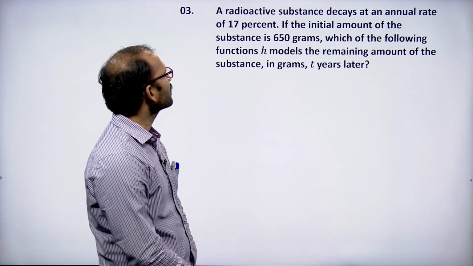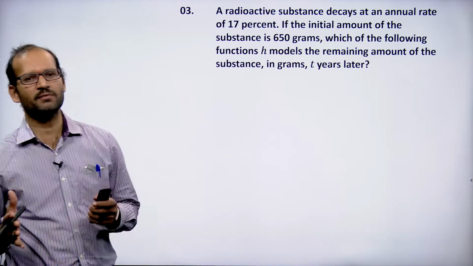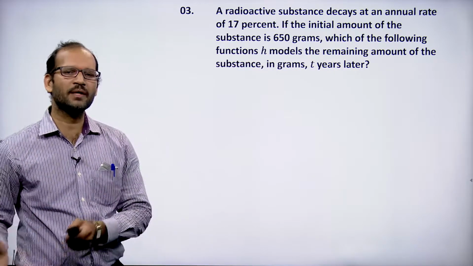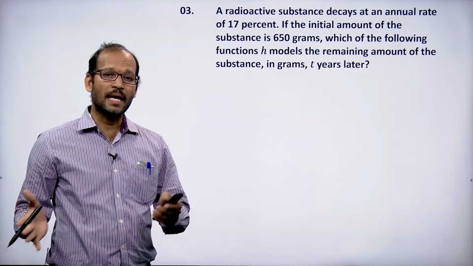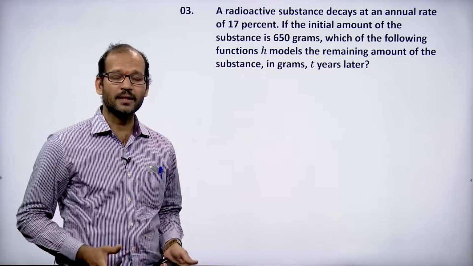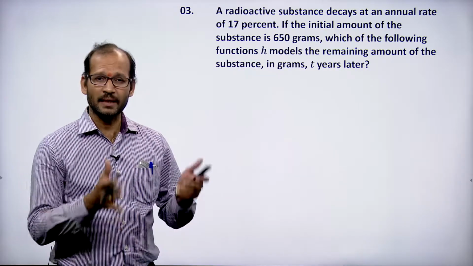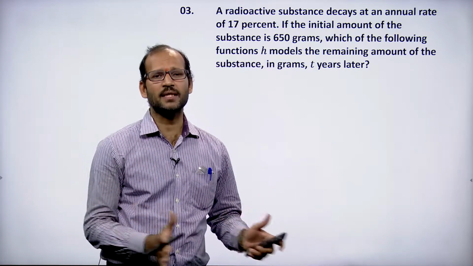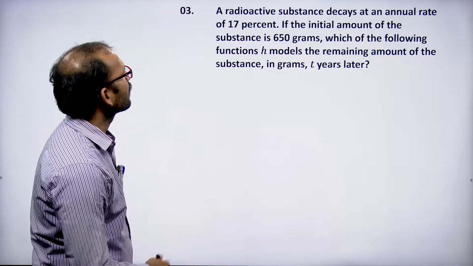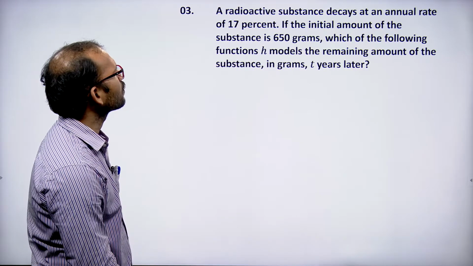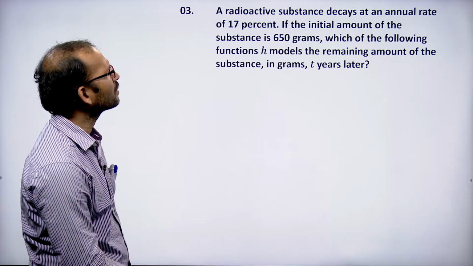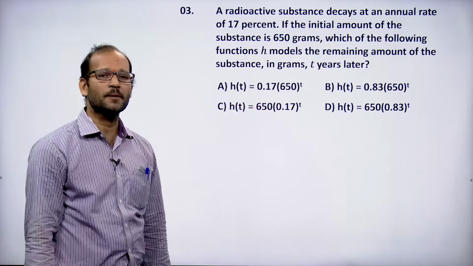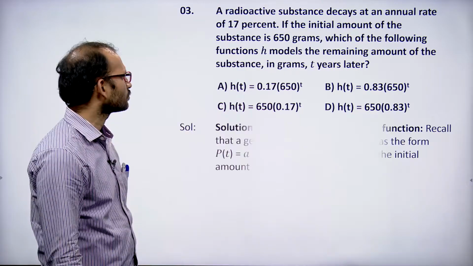If the initial amount of the substance is 650 grams, initially it was 650 grams. After 1 year, 17% of that amount is reduced. After another year, 17% of whatever substance is present at that time is reduced. Like that it is reducing, that is what we call decay. Which of the following functions H models the remaining amount of the substance in grams T years later? Simple, we are expressing it in terms of an exponential function, nothing else.